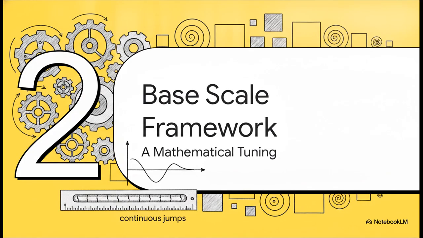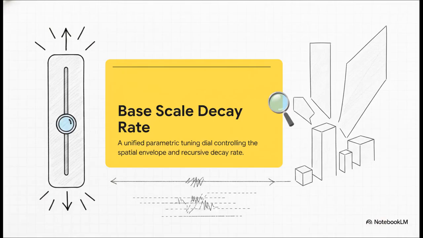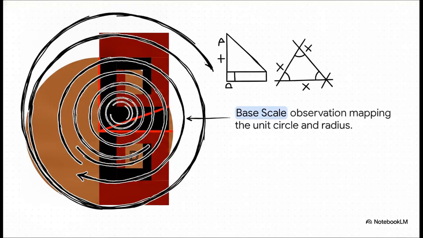Section 2. The Base Scale Framework. Well, to solve that historical challenge, we use something called the base scale decay rate. Think of this variable d as a unified parametric tuning dial. It completely controls the spatial envelope and the recursive decay rate of a structure. Without getting bogged down in the heavy algebra, you can literally imagine d as a physical slider on a soundboard. When an architect moves this slider, they are dynamically stretching or crushing the physical space of their building, all without any sudden disconnected jumps in the geometry. It's totally seamless.